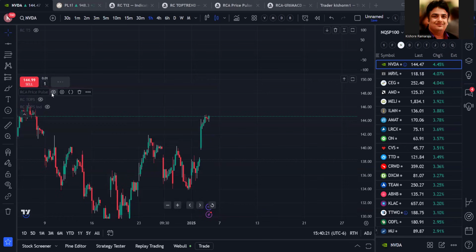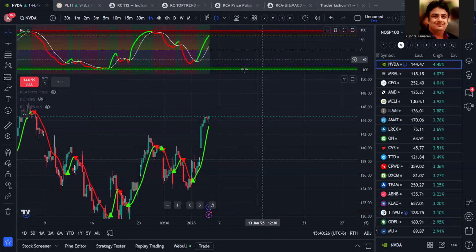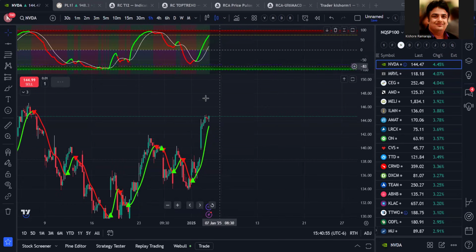Then let me hide the Price Pulse. Then there is one more indicator, which is called the T5 indicator. So T5 is more like an oscillator, right? You can see it. If it is here, that means it is overbought. Again, it came all the way down, some consolidation. Again, it started moving up, went all the way to the top, came down, again going up. So when it comes to the bottom, you can do a bull put. When it goes all the way to the top, you can do a bear call spread.